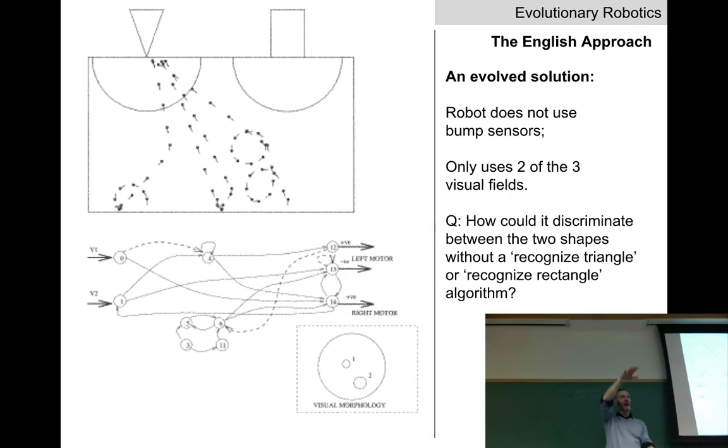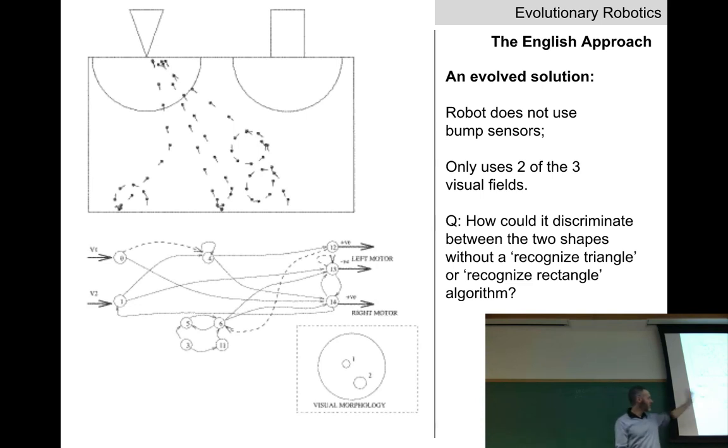Remember that the robot had 7 sensors, but it turns out that this particular controller basically doesn't use the other 5. They're either not wired up with the weights, or the weights are very, very close to 0. The evolution basically said, I don't need those other 5. All I need is V1 and V2, which are 2 of the 3 receptive fields. The third one is in there, but it never influences the motors.